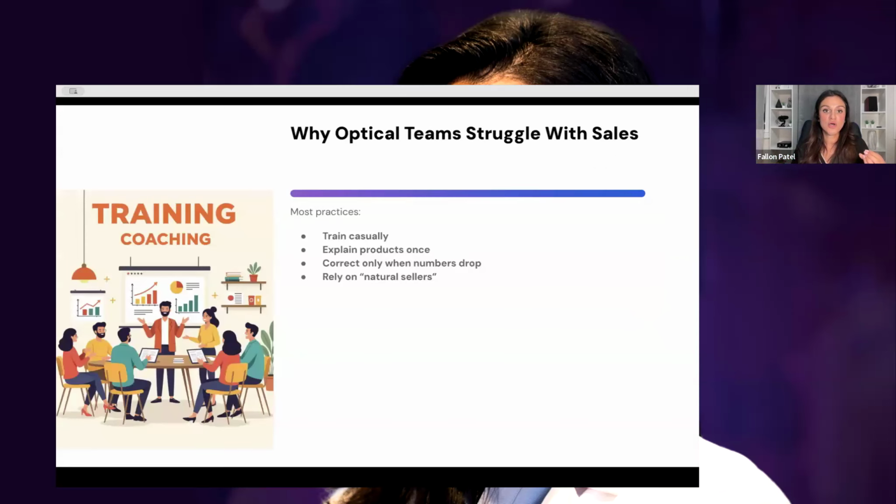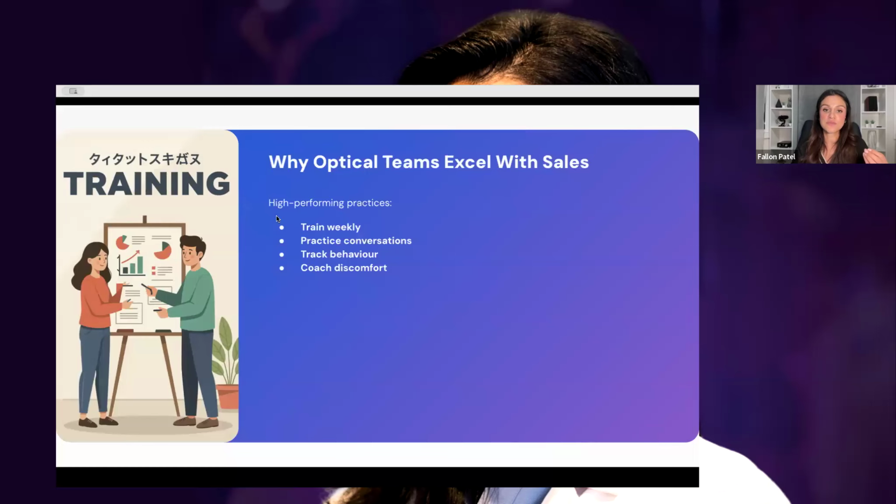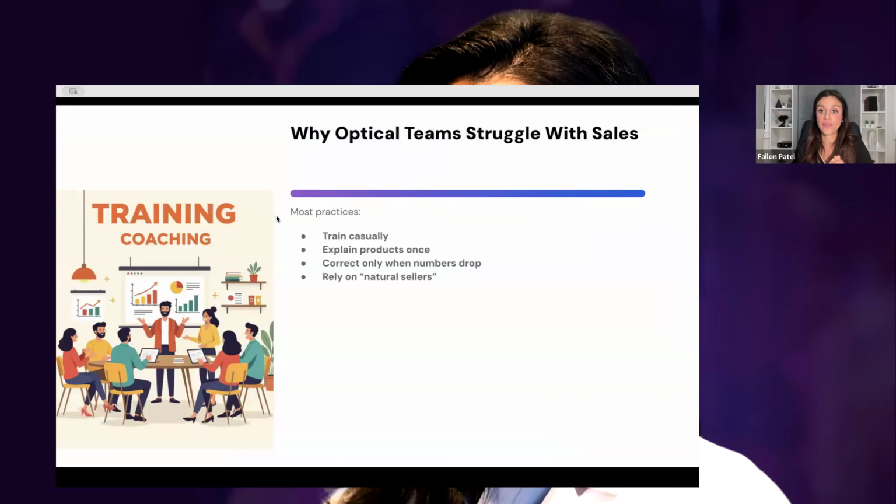So training. So the training, I just have to close this. Why optical teams struggle with sales. So most practices, they often train casually, right? They explain the products once, they correct only when the numbers slow down or drop, and they rely on those natural sellers. So you rely on your natural person. There's no real process. There's no real training. People are just kind of thrown in, and you kind of rely on someone that's good.